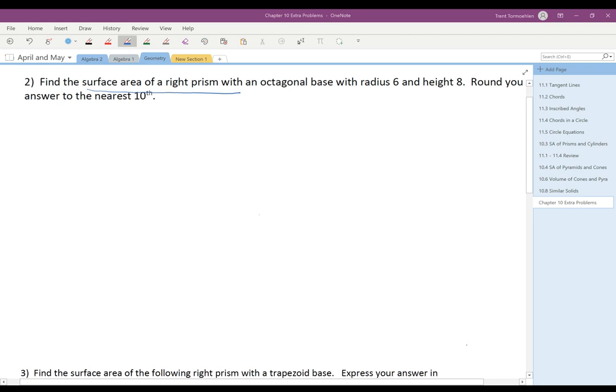Okay, so for number 2 here, you're asked to find the surface area of a right prism with an octagonal base. And so we need to remember the formula for surface area is twice the area of the base of the prism plus the perimeter times the height. In this problem, we're going to go ahead and use the 1/2 apothem times perimeter to find the area of the base. And so it's going to look like this, 1/2 times apothem times perimeter.